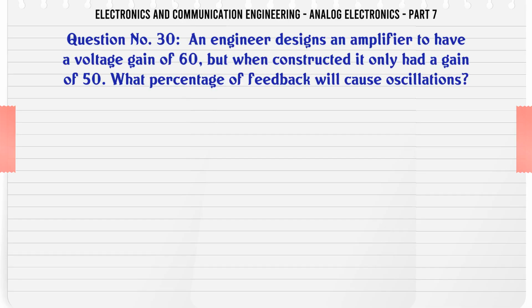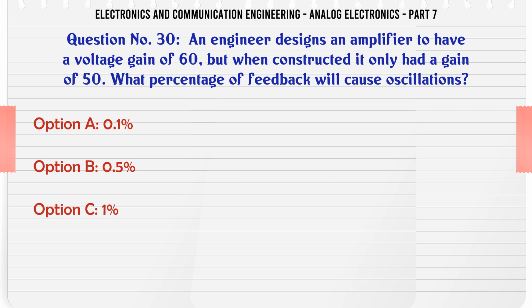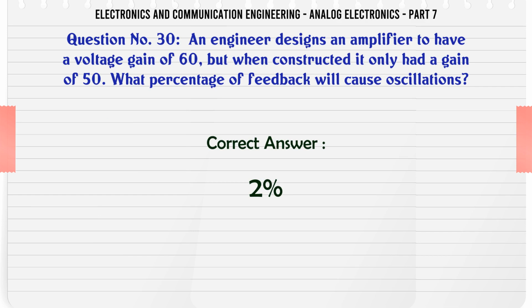An engineer designs an amplifier to have a voltage gain of 60, but when constructed it only had a gain of 50. What percentage of feedback will cause oscillations? A. 0.1, B. 0.5, C. 1, D. 2. The correct answer is 2.